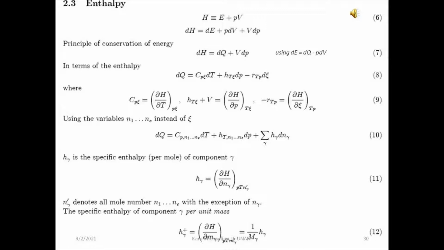Now, just as we did in the previous slide for dE, we can write dQ in the form of equation 8, where these new variables, the specific heat, the specific enthalpy and the heat of reaction, are given by equations 9. And you can do that for yourself. Just check that we get equation 8 by using equation 9 and equation 7.